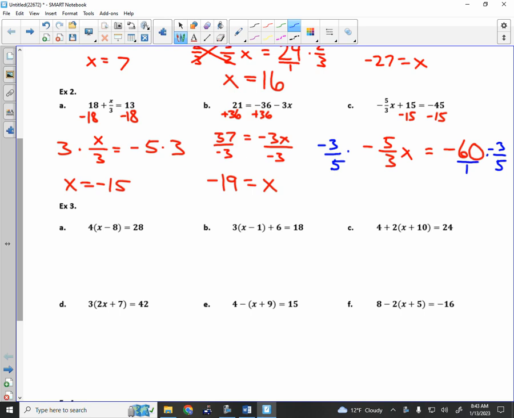So you can see what happens here, okay? The 3 and the 3 cancel. The negative and the negative cancel. And the 5 and the 5 cancel. I'm left with just x. And on this side, again, if you want to, you can multiply the tops, divide by the bottom. Negative 60 times negative 3 is 180. And the bottom is 5. So on your calculator, you can do 180 divided by 5. And you should get 36.